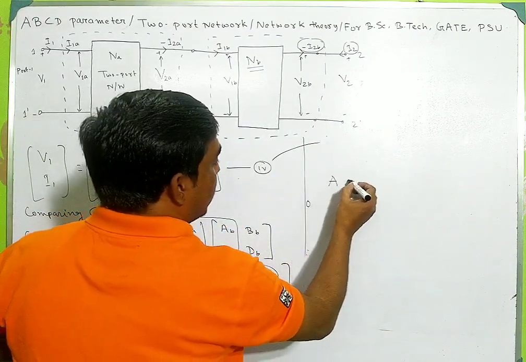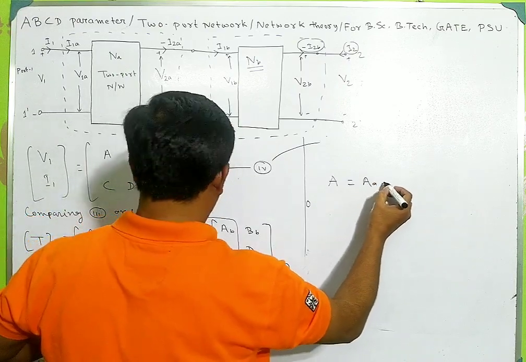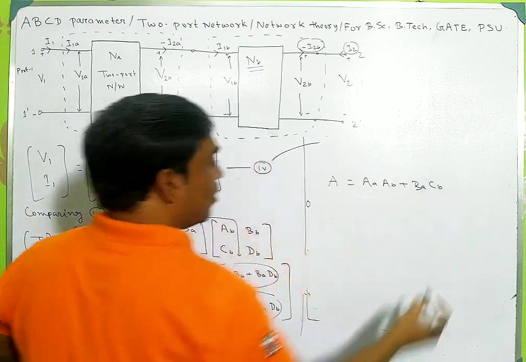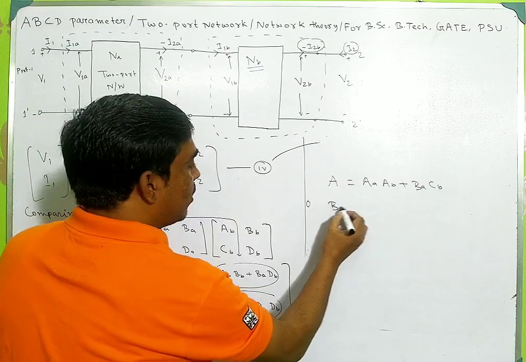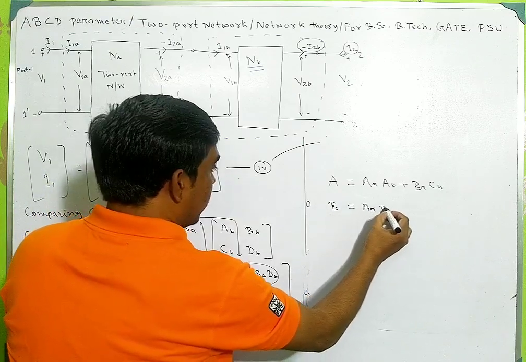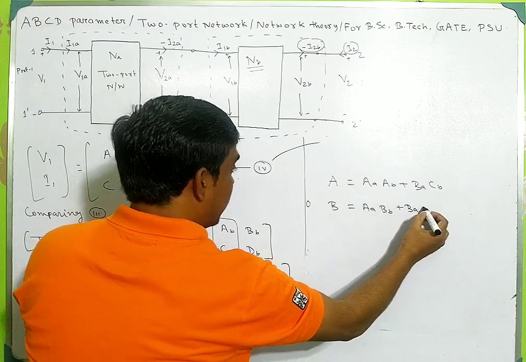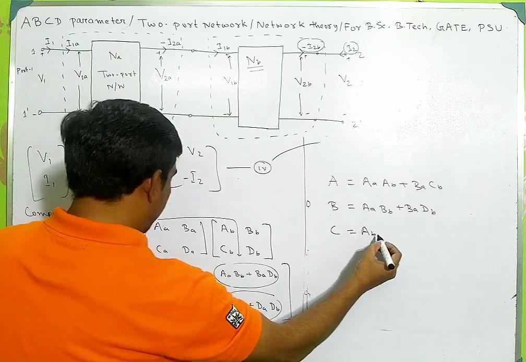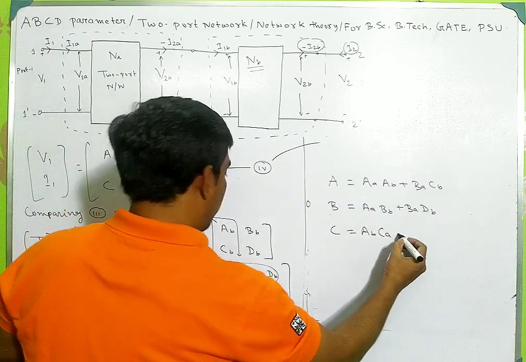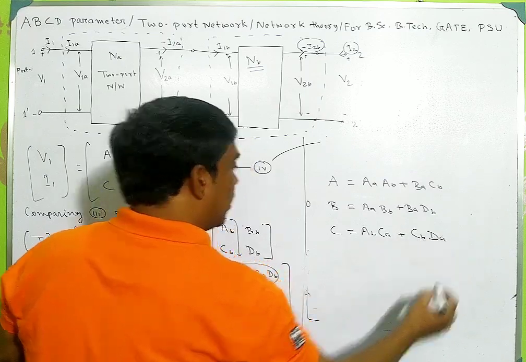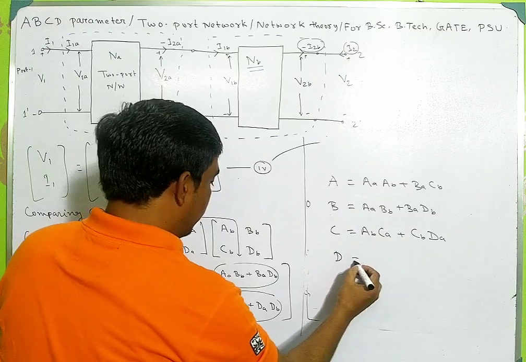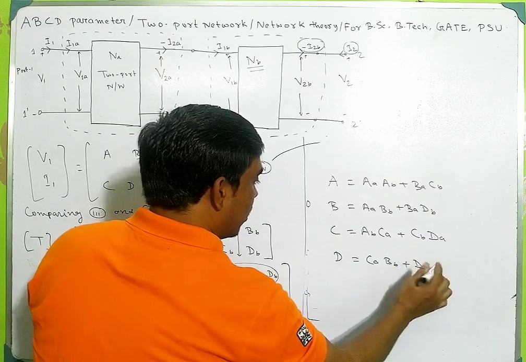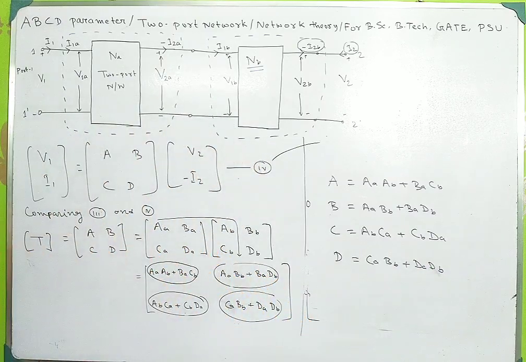so A is given by AA AB plus BA CB. Okay, this is B. So B is given by AA BB plus BA DB. This is C. So C is given by AB CA plus CB DA. Okay, and this is D. So D is given by CA BB plus DA DB.